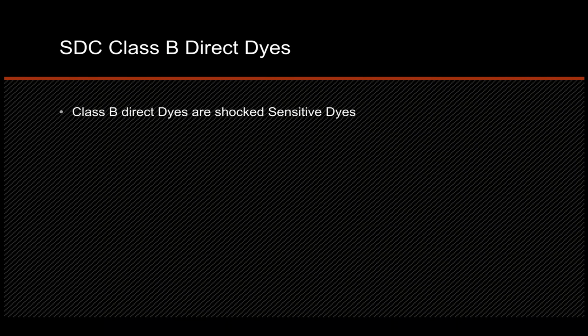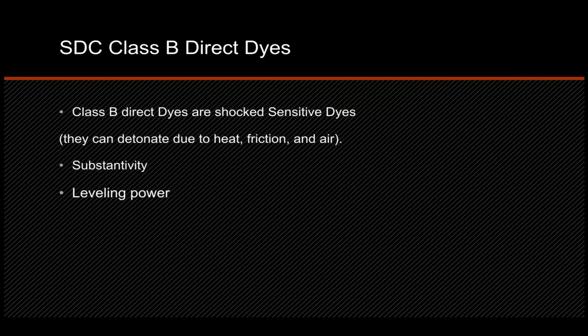SDC Class B direct dyes. Class B direct dyes are shock sensitive dyes, which means they can detonate due to heat, friction, and air. Substantivity varies from lower to moderate, and they can exhaust well in the absence of salt. Leveling property: they have very poor leveling properties. Exhaustion: by adding salt, the exhaustion rate increases and performs better than that of class A direct dyes.